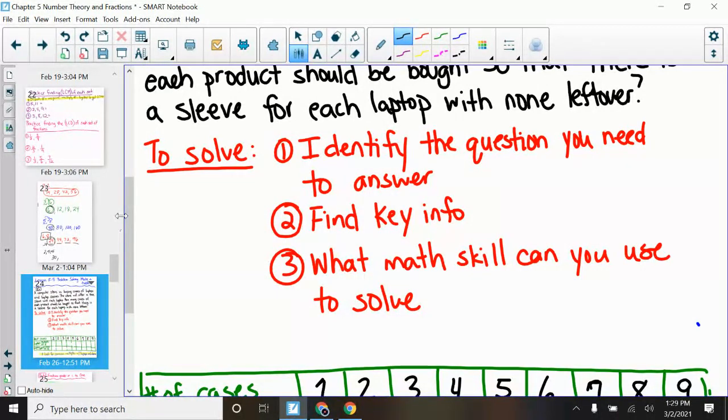Which again, this is something that a lot of you already do. Step 3 is the hard part. That's the part where most of you come asking me what to do. You know the question, you found the important information, but now you just don't know what kind of math you're supposed to do. Obviously, that's the part that causes some of us the biggest struggle: what kind of math are you going to use? So that means, am I going to add, subtract, multiply, or divide?